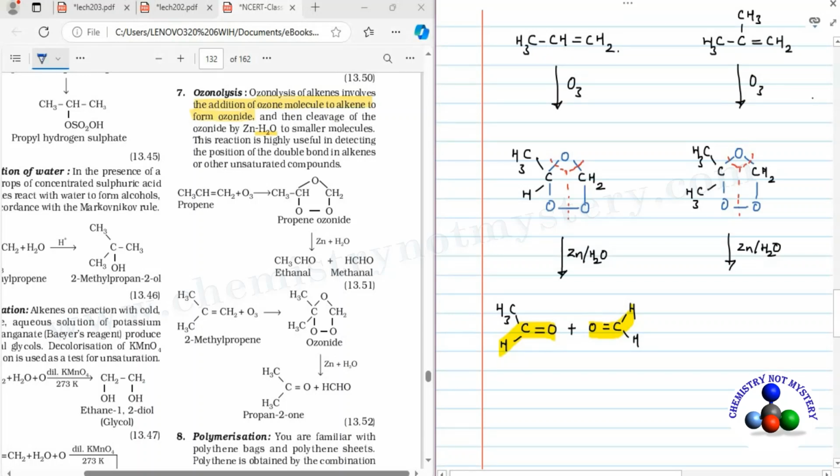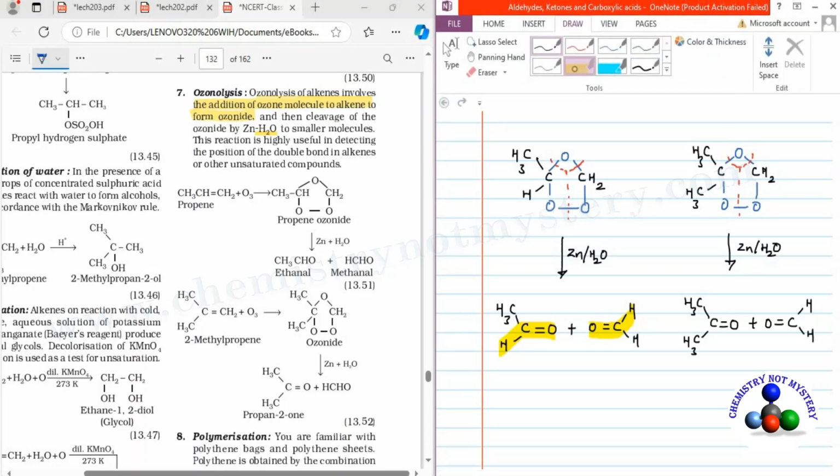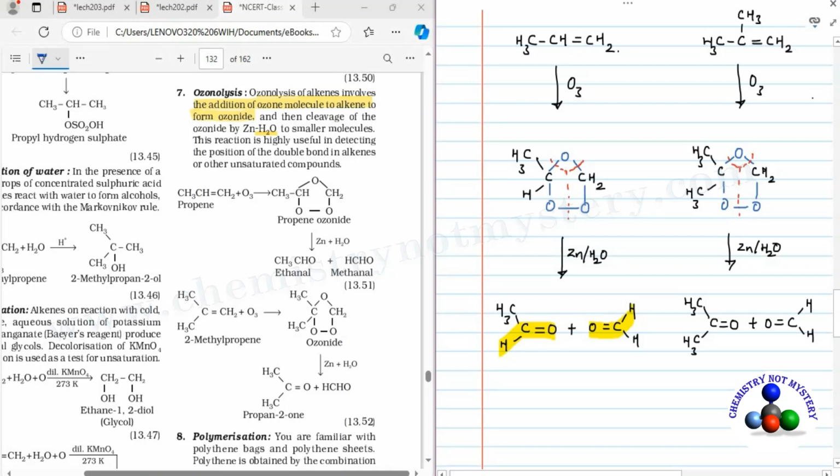Now draw the product of this alkene. So here carbon is bonded to CH3 on both sides, and now it will get a double bond with the oxygen, plus oxygen double bond carbon, and here it is bonded to hydrogens. So here when you see, this is again an aldehyde, but this is a ketone.